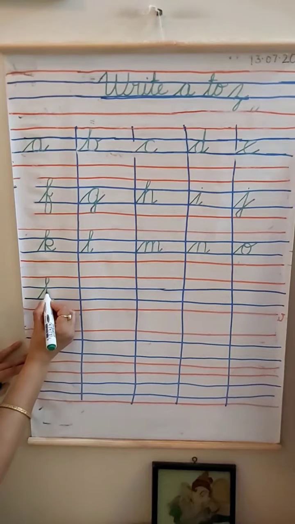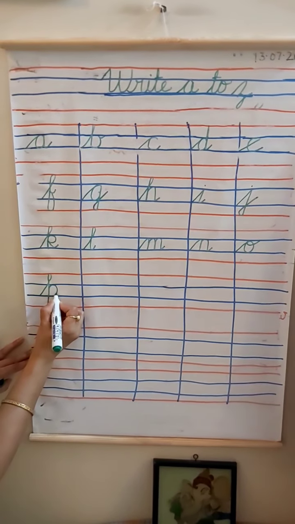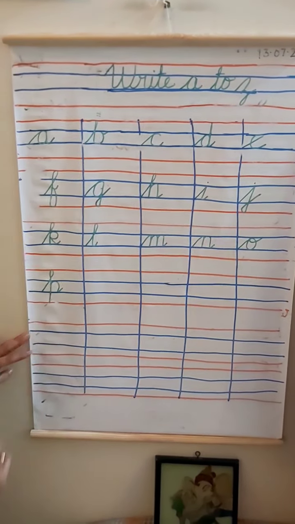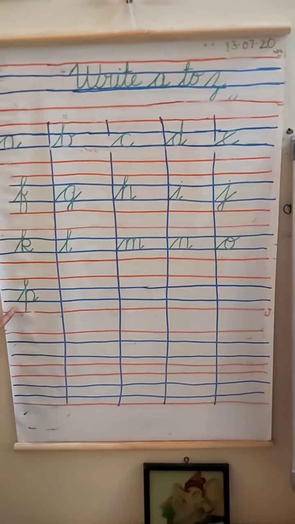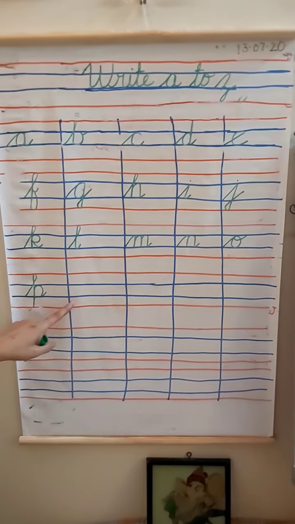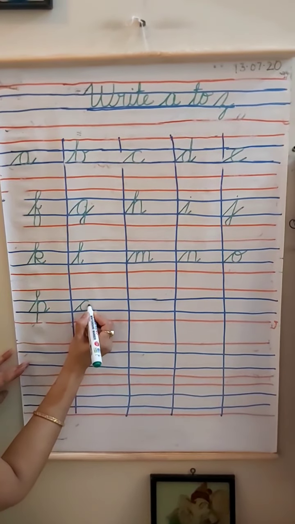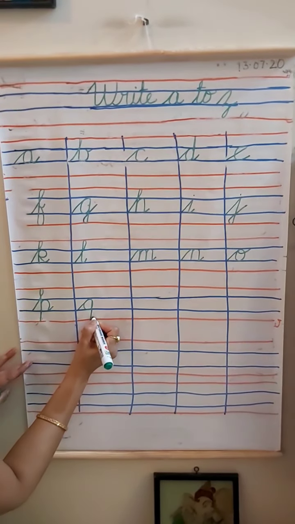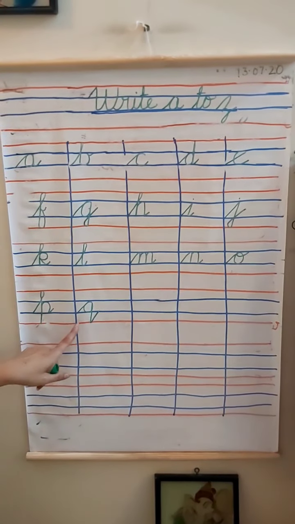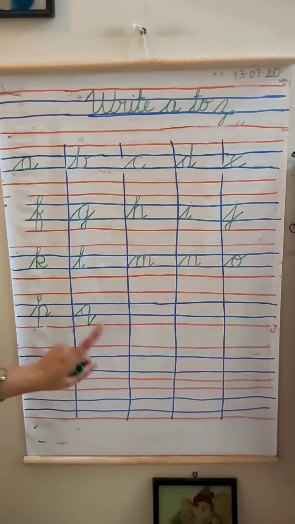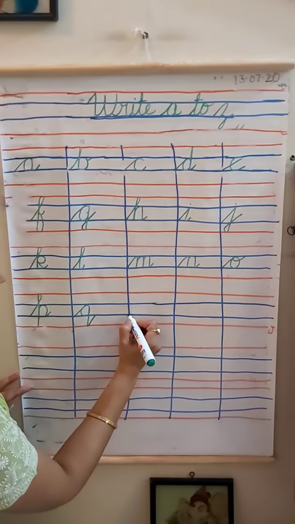With the same line, go up and turn like an N. This is called P. After P comes Q. The same formation like A. Go down and a slant tick. This is Q. After Q comes R.